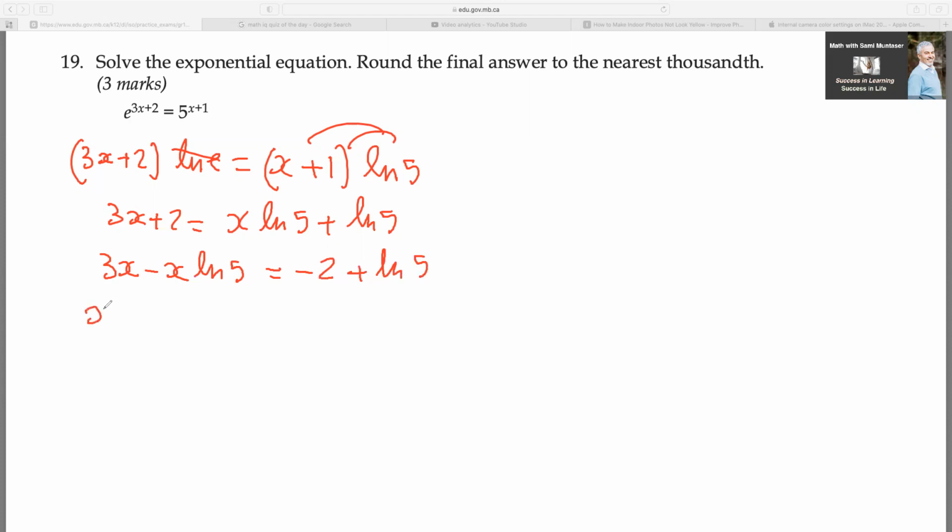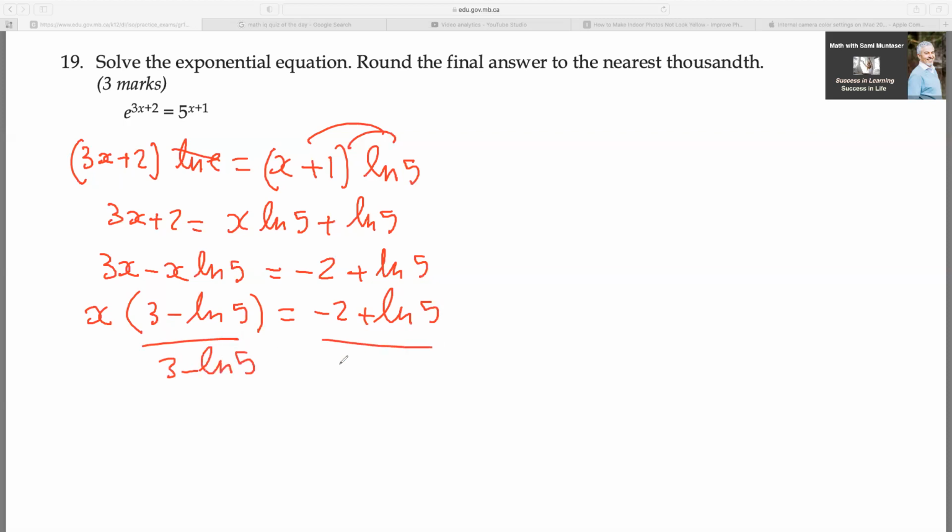Now take out x as the greatest common factor, and you're going to get x(3 minus ln 5) equals -2 plus ln 5. Divide both sides by 3 minus ln 5 to isolate the x. That would cancel. And now we just put that in our calculator, and we'll end up with x = -0.281. That's the answer for this one.